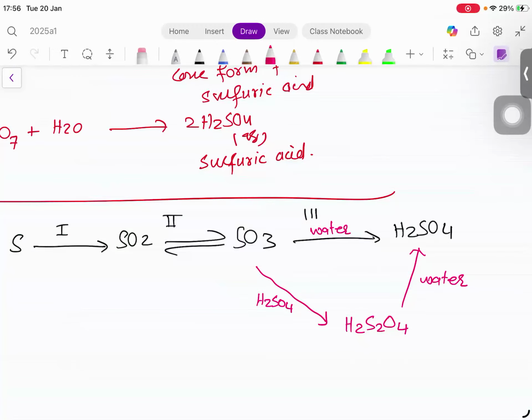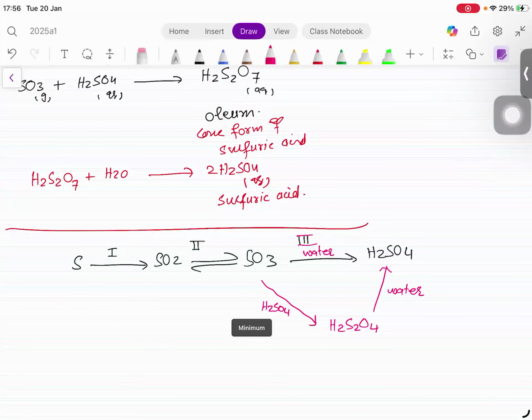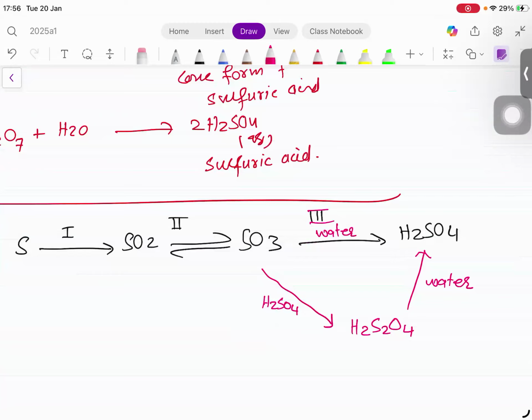So there are three steps. We are just alternating the third step to prepare the sulfuric acid, right? So this is how we prepare the sulfuric acid in three steps, known as the contact process. And this one is the main step where the reversible reaction is taking place.